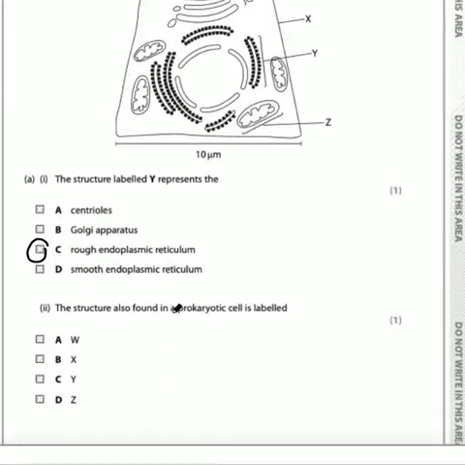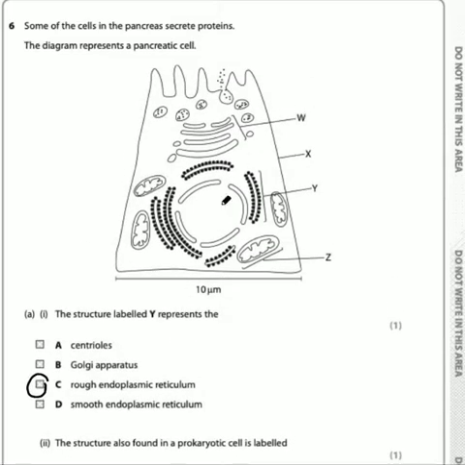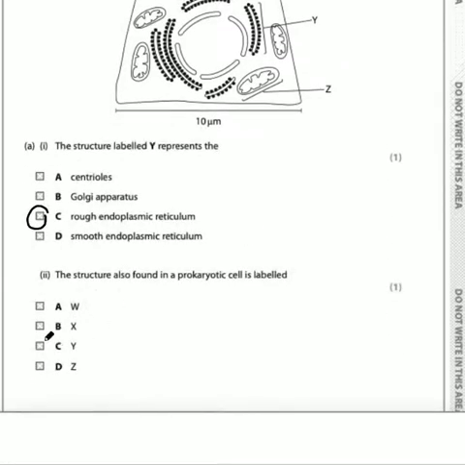The structure also found in a prokaryotic cell is labelled. Okay, so we know that structures like smooth endoplasmic reticulum, rough endoplasmic reticulum, Golgi apparatus, these structures are always found in eukaryotic cells, and so automatically we can get rid of them. And mitochondria also in eukaryotic cells, meaning the only thing that's left over for us is X, which is the cell membrane, which is found in prokaryotic cells as well, meaning the answer is Y. Oh, sorry, the answer is X.